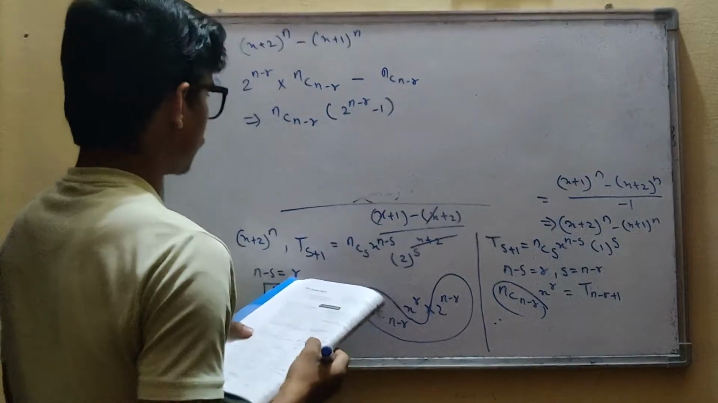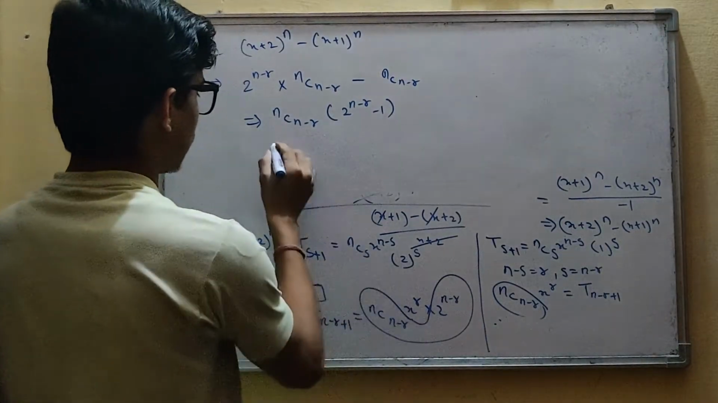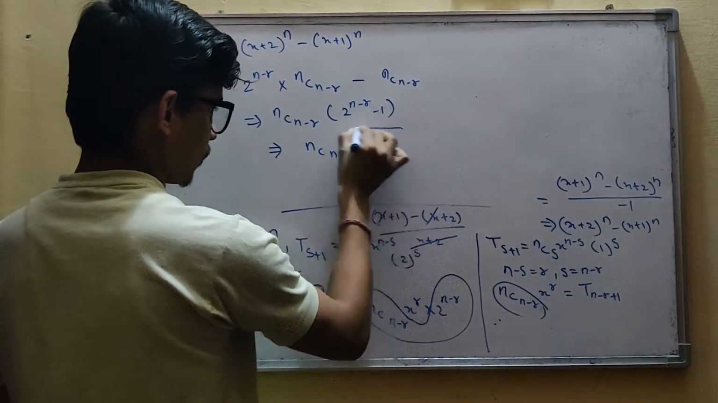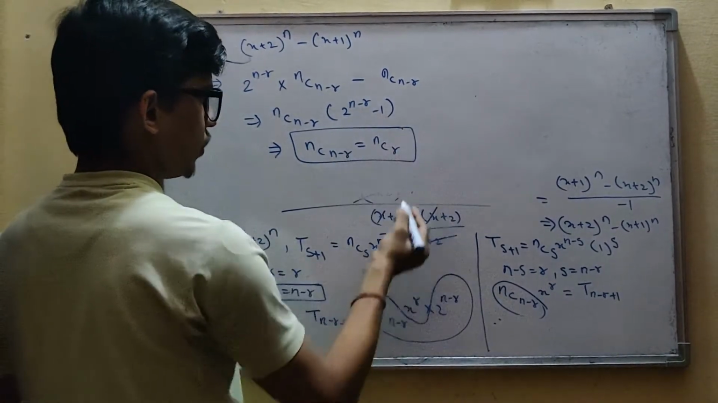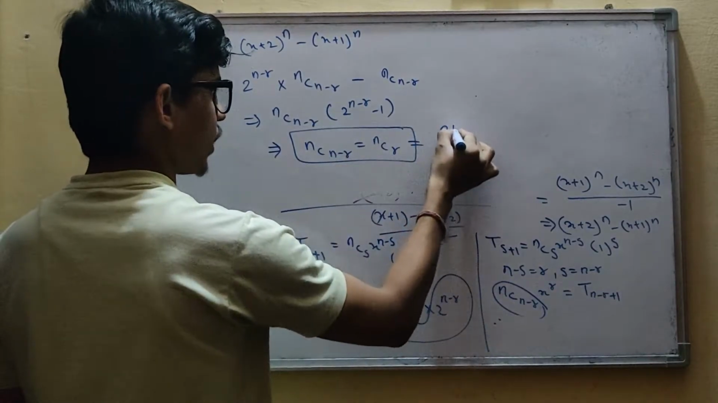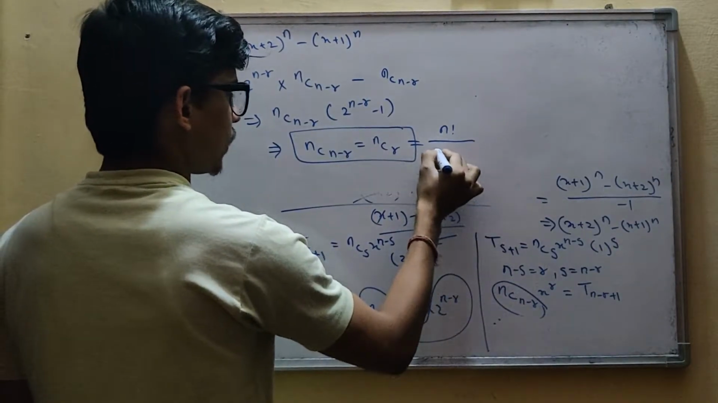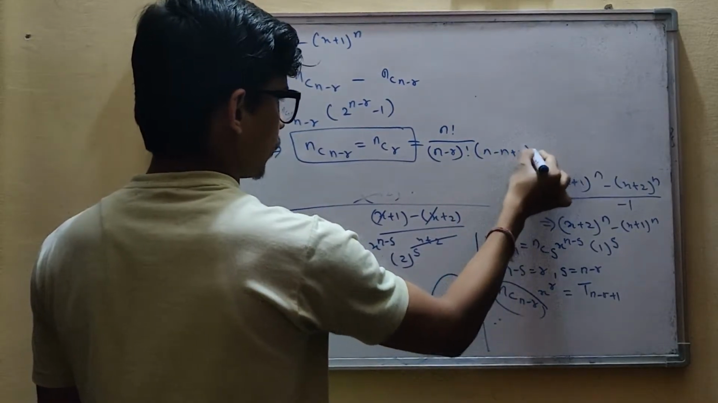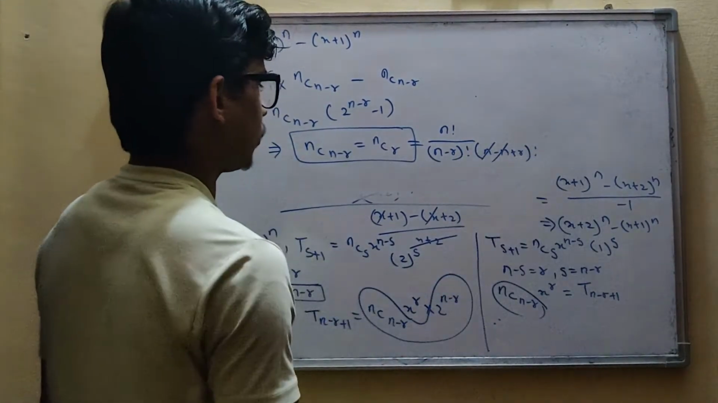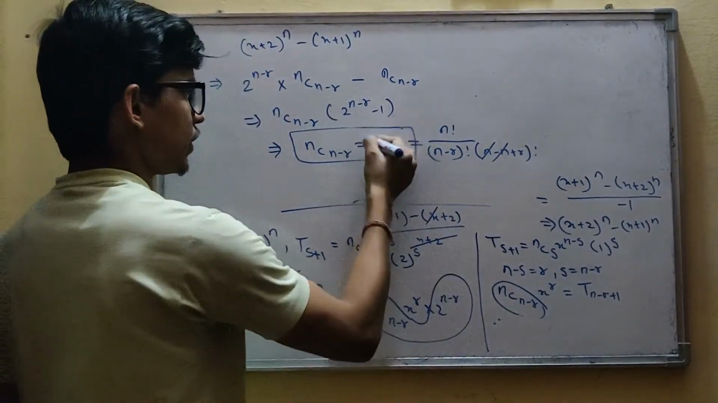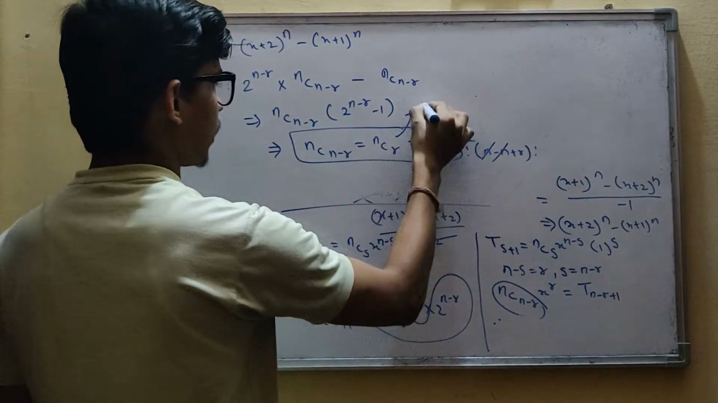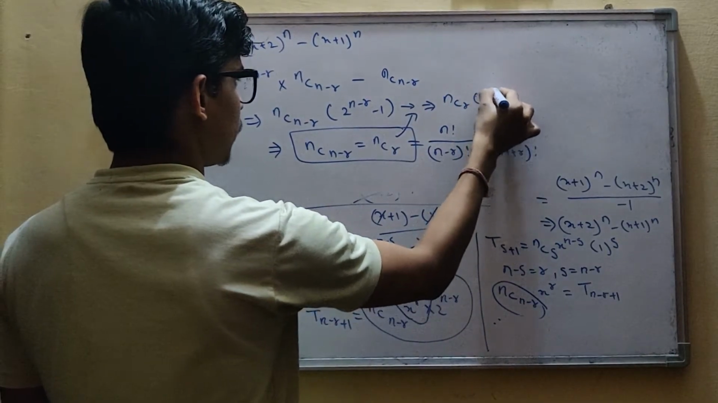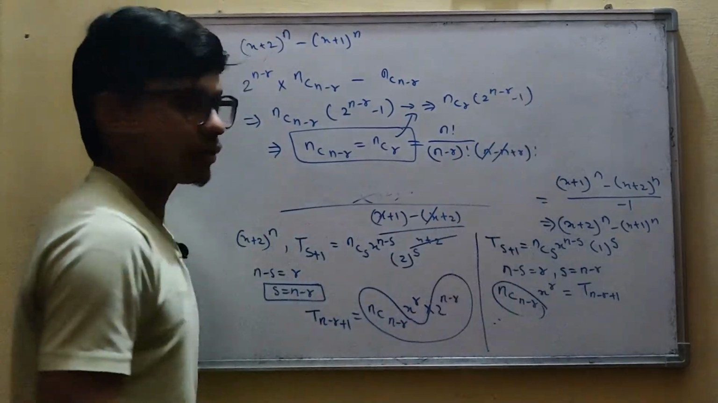You know that nC(n-r) is equal to nCr, right? So both are equal. If you expand this one, it is going to be n factorial upon (n-r) factorial upon (n-n+r) factorial, right? This will cancel out, so r factorial will remain, which is exactly the same. So these are equivalent. That is why you can write it like this: nCr into 2^(n-r) minus 1. So this is how you have to do this.